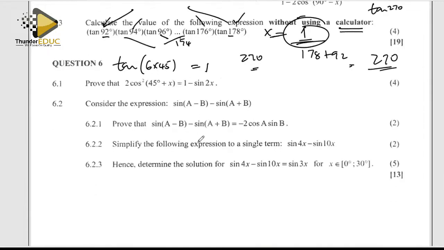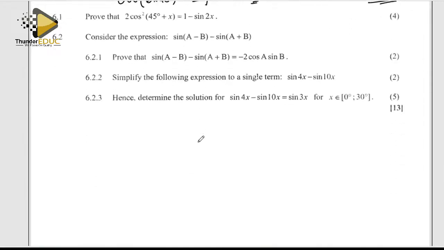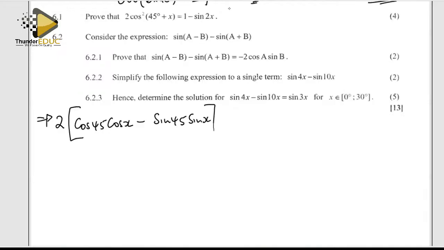Okay, so 6.1, can we prove that this is the same as that? What I'm going to do, I'll just use the compound angles and open that up. So it's root 2 into cos 45 cos x minus sine 45 sine of x, but this must be squared. We're starting with the left-hand side.